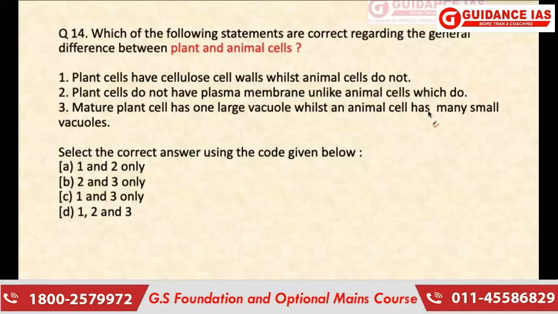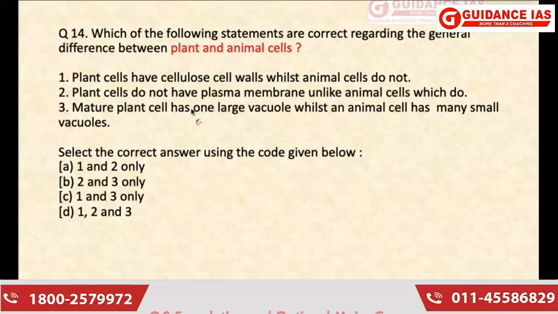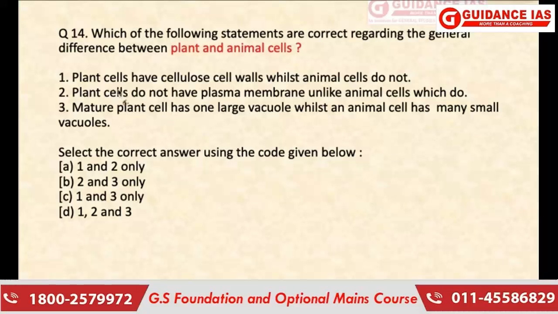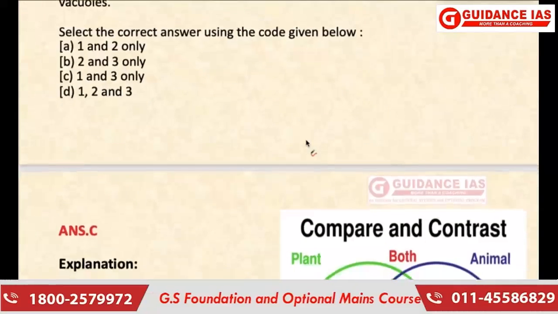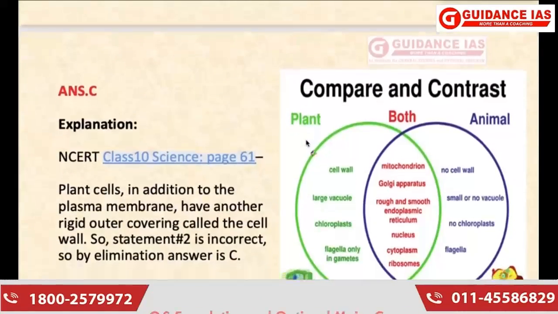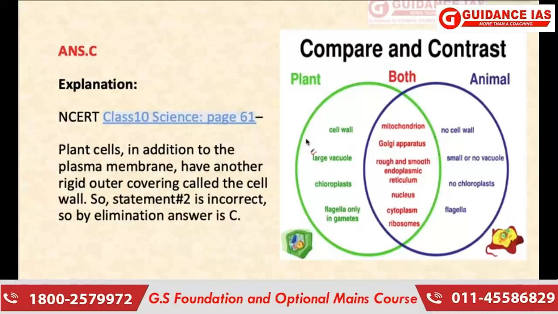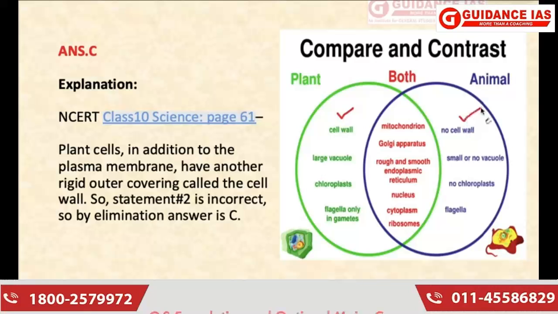So they're asking about the general difference or the major difference between animal cell and the plant cell. Okay, the first option says plant cell have cellulose cell walls while animal cells do not have. Yes, this is a correct statement. Let me take you to this diagram. So yeah, the option also says that plant cell has cell wall. Hanji, plant cell has cell wall. Animal cell, no, it does not have any cell wall.